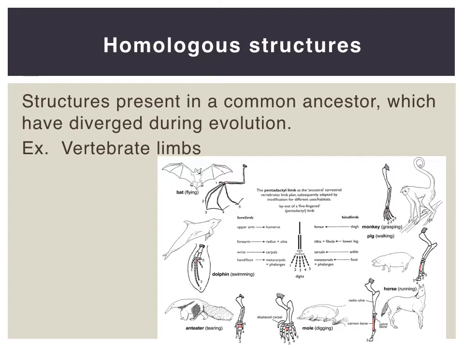Homologous structures are structures that are present in a common ancestor which have diverged during evolution. The best example is the vertebrate limb. You can see the characteristics of the vertebrate limb are similar amongst all vertebrates. They all have the 1 bone, 2 bone, digits. Whales and hummingbirds all have tetrapod skeletons that are inherited from a common ancestor.